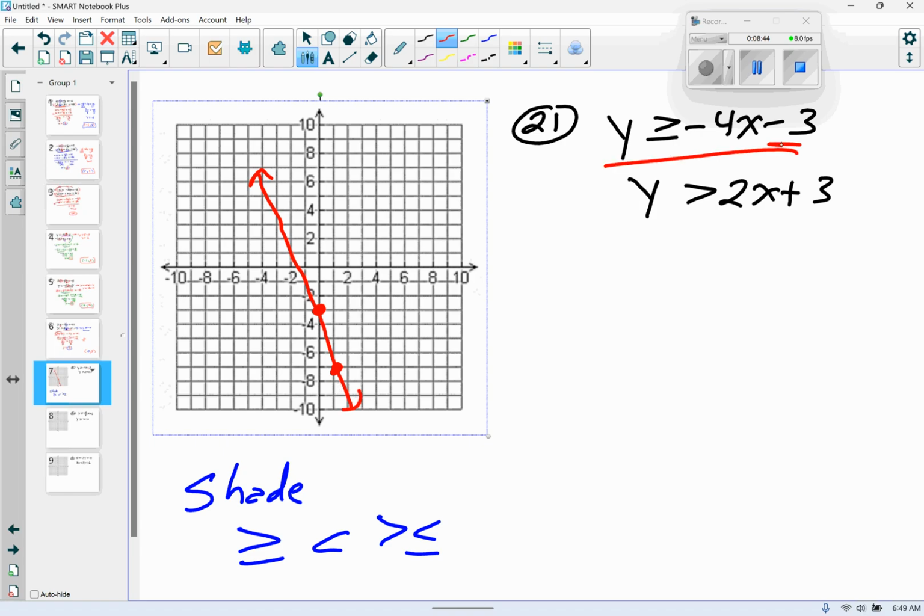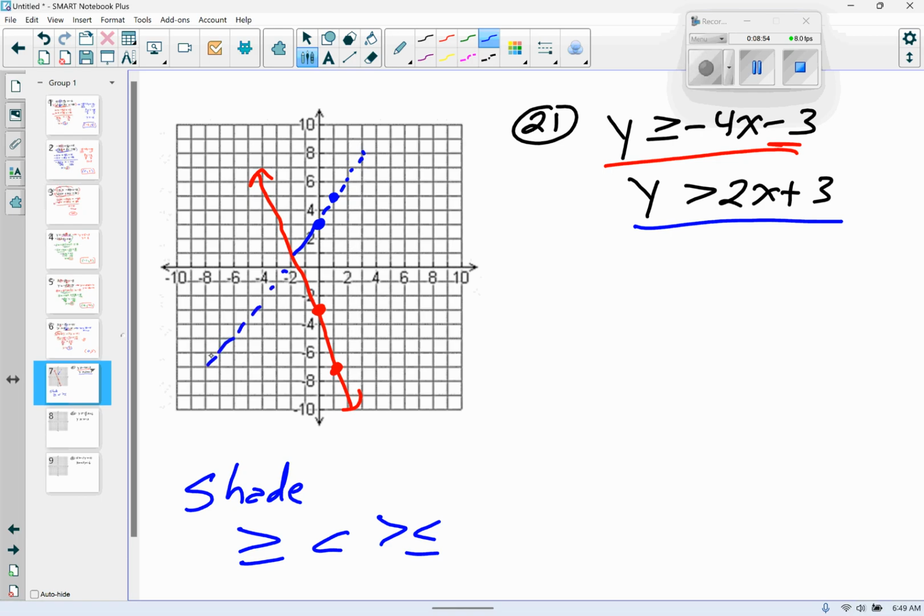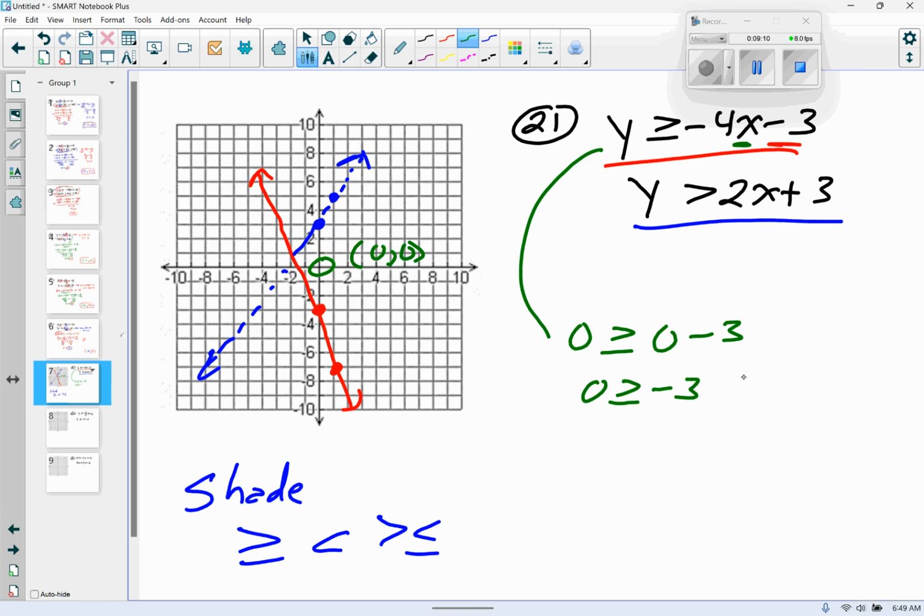Okay, so we did that one in red. We'll do this one blue. We have y-intercept of 3. I'm going to go up 2, right 1. And this is a dotted line. So take a look. 0, 0 is right here. So I'm going to plug 0, 0 into these equations. I plug 0, 0 into this top one. I'm going to get 0 is greater than or equal to negative 4 times 0 is 0. 0 minus 3, so 0 greater than negative 3. Yeah, that's true.